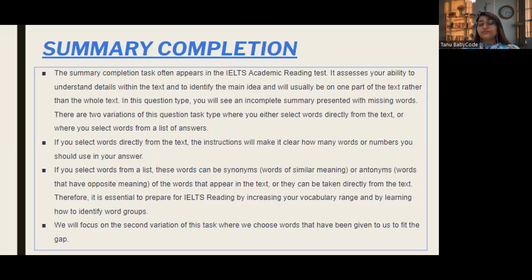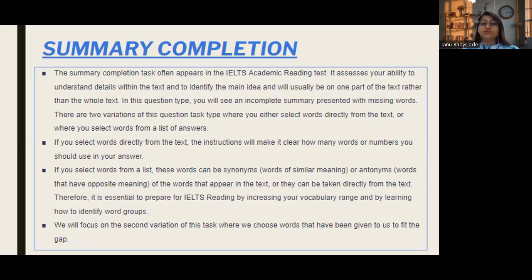Second one, if you select words from a list, the words can be a synonym, that means words of a similar meaning, or it can be an antonym, that means words that have the opposite meaning, right? That appear in your text. That can be directly taken from the text. So what you should understand is it is essential that you prepare for this type of question by increasing your vocabulary range and by learning how to identify word groups, right?